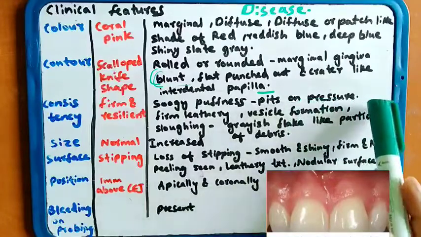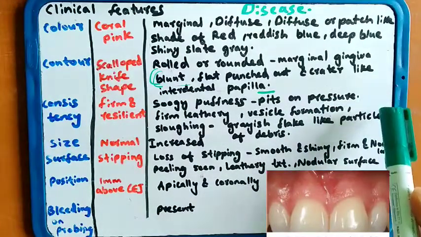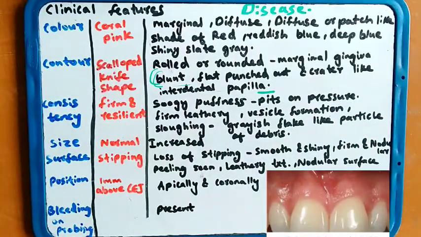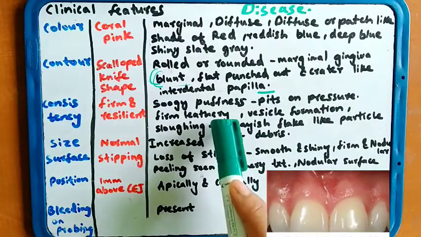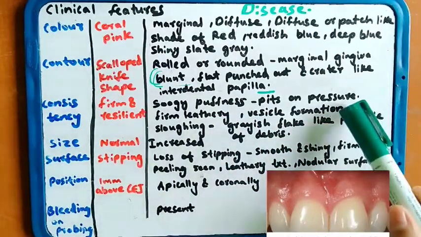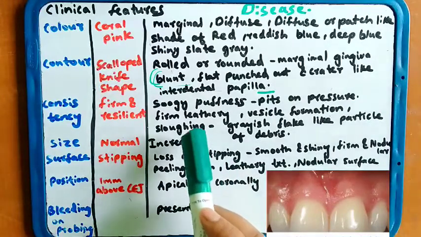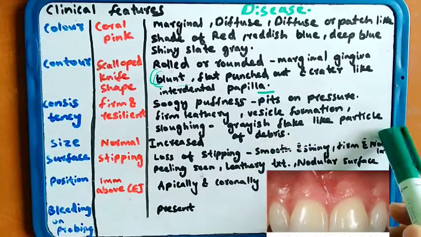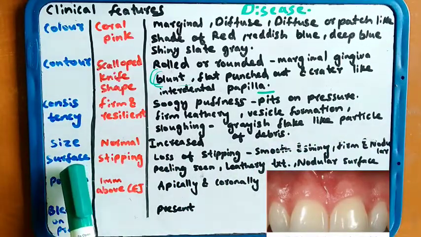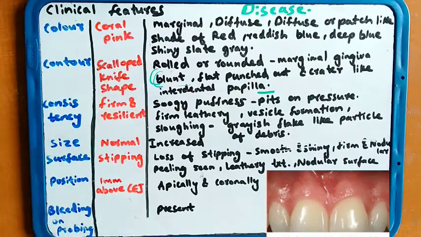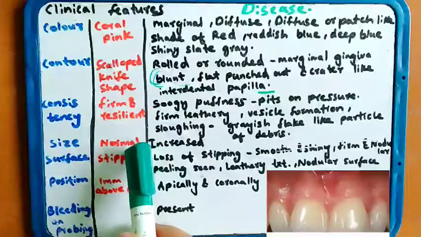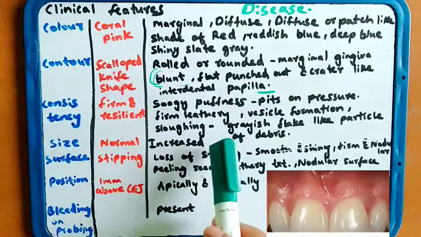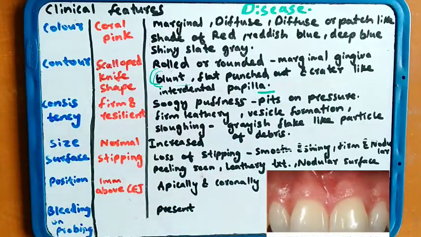Pitting on pressure: when you apply force or pressure, a pit will form. Firm, leathery consistency. There will be formation of vesicles. Sloughing: grayish flake-like particles of debris will be present. The size of the gingiva is normal in health. In disease, the size of the gingiva is increased.